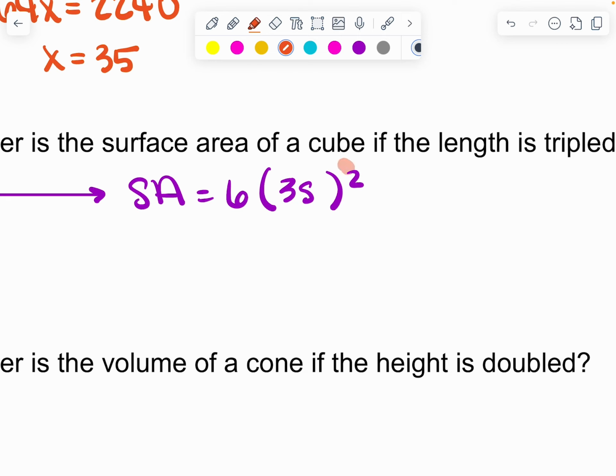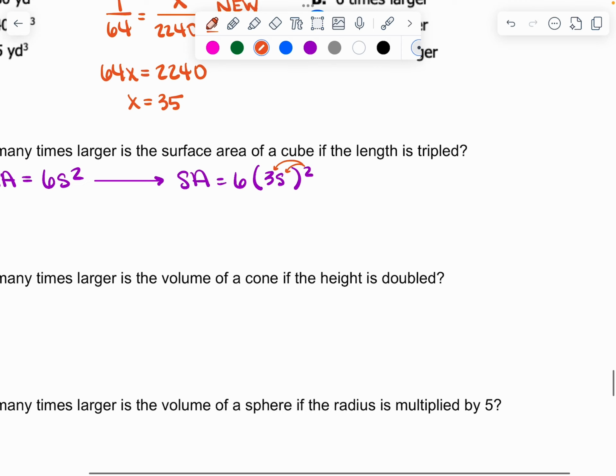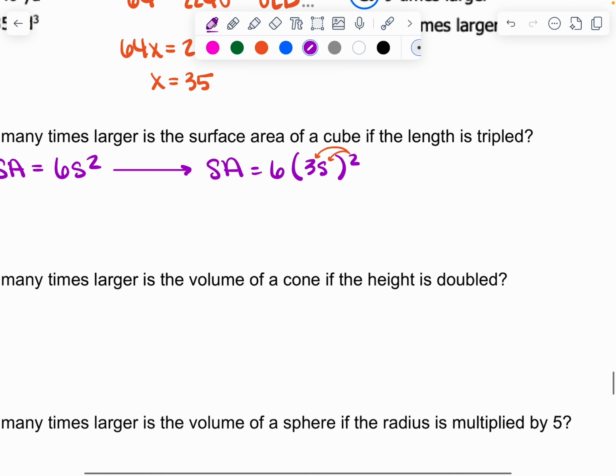But again, you don't have to do all this work. This is just kind of explaining it on paper, right? What you can kind of think about in your head. Clearly the s in the formula is squared, which means the effect on the s must also be squared. So my surface area is going to be 9 times larger because of the 3 squared.